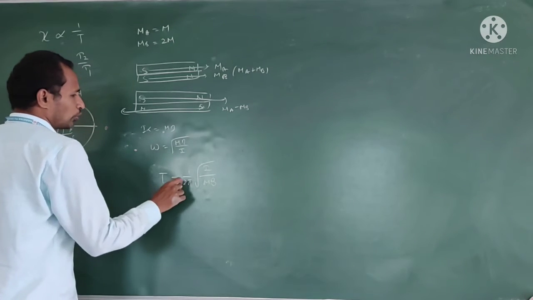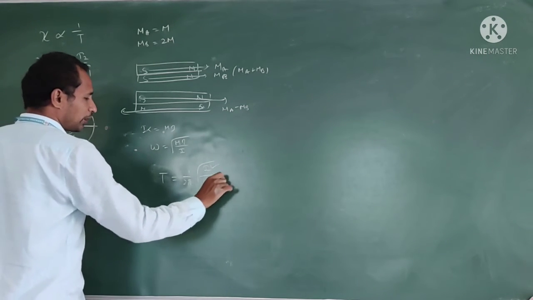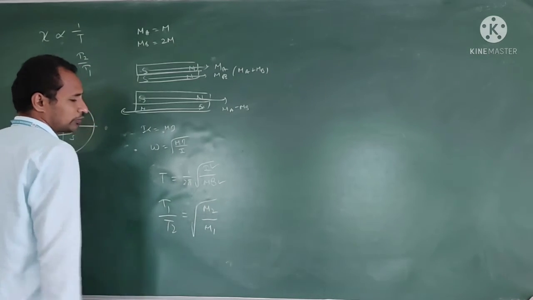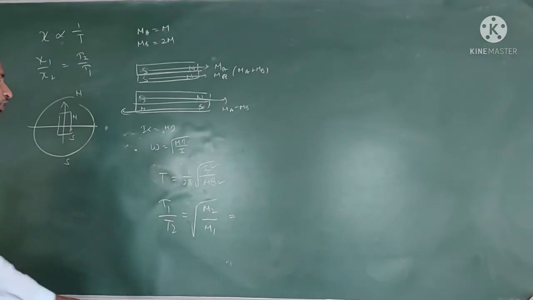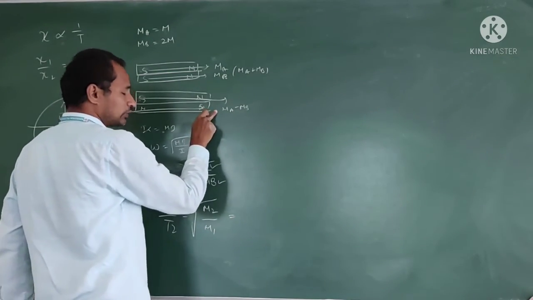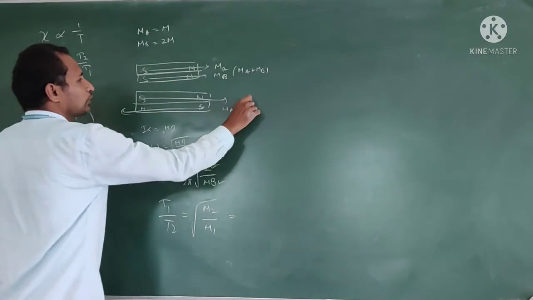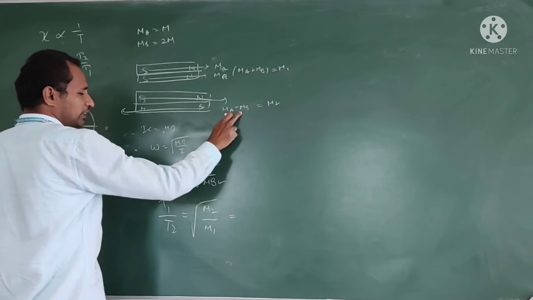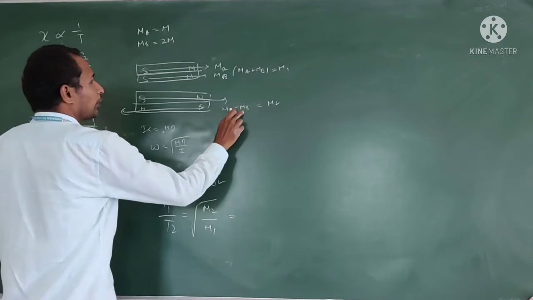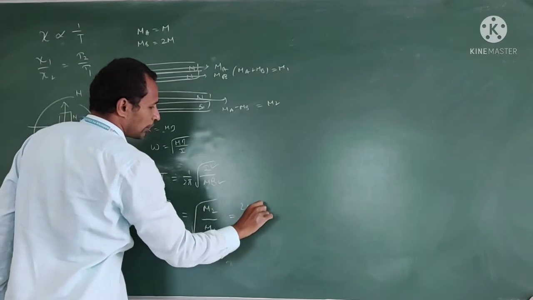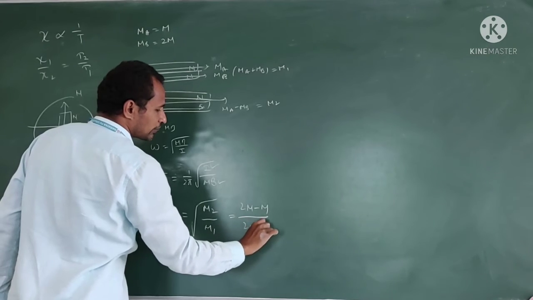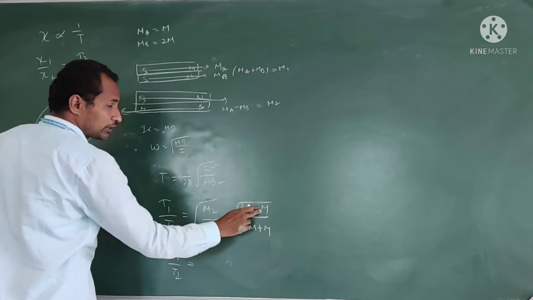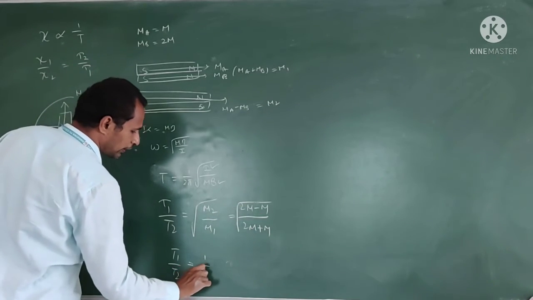Right? Same magnet, same moment of inertia, same magnetic field: T1 by T2 is equal to root of M2 by M1. Clear? What is M2 in the second situation? They are asking T1 by T2. Take this as M2 and this as M1. M2 is MA minus MB or MB minus MA. So MB is 2m. So this is root of (2m minus m) by (2m plus m). So T1 by T2 is equal to 2m minus m, 1m, 3m, m cancels, 1 by root 3.